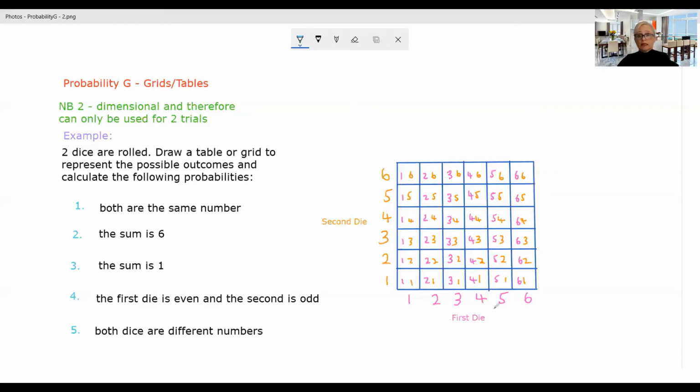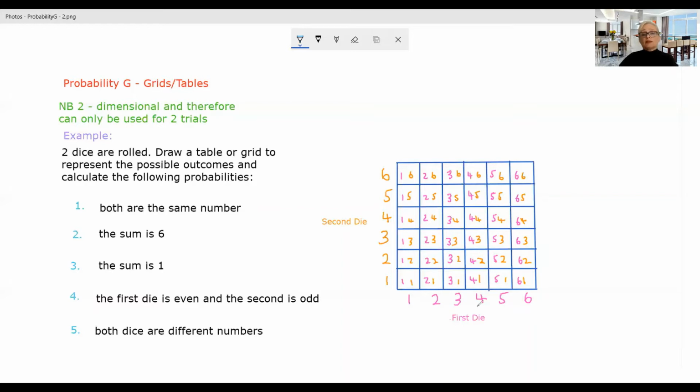Colour coding is again recommended. You don't have to do it, but I find it is helpful. Label whichever one you want to be your first die and you choose a colour for that. So whenever I see pink, I know that that's the number that we got on our first die. And I coloured my second die orange. So whenever I see this one here, 6 in pink and 4 in orange, I know that I got 6 on the first die and a 4 on the second.